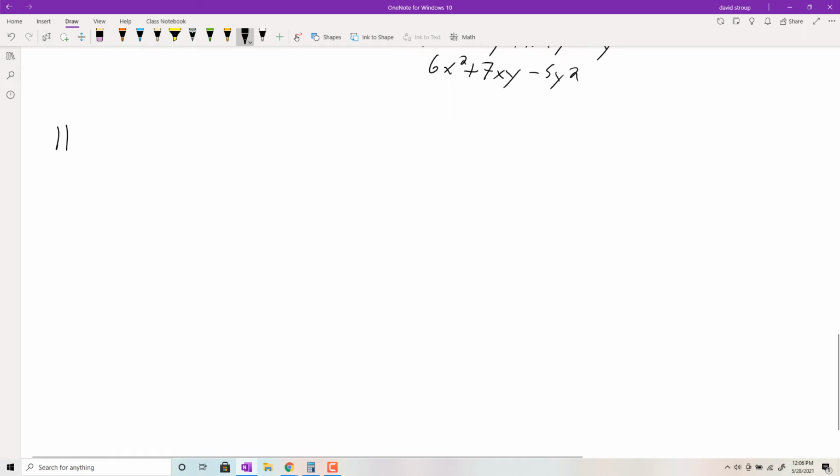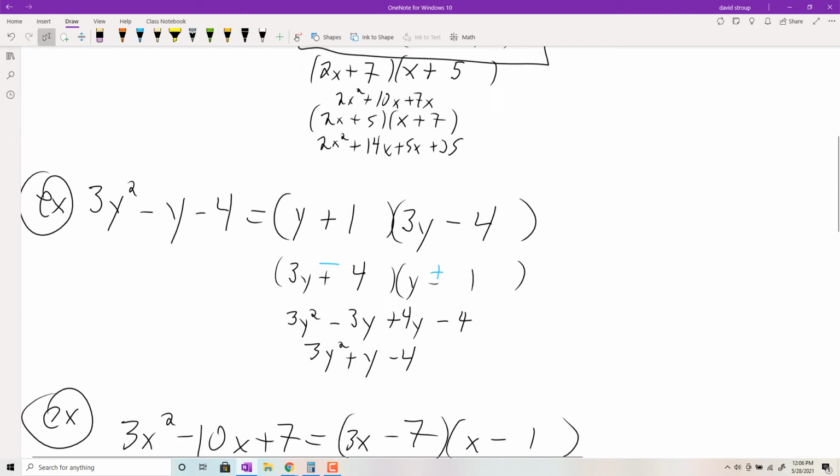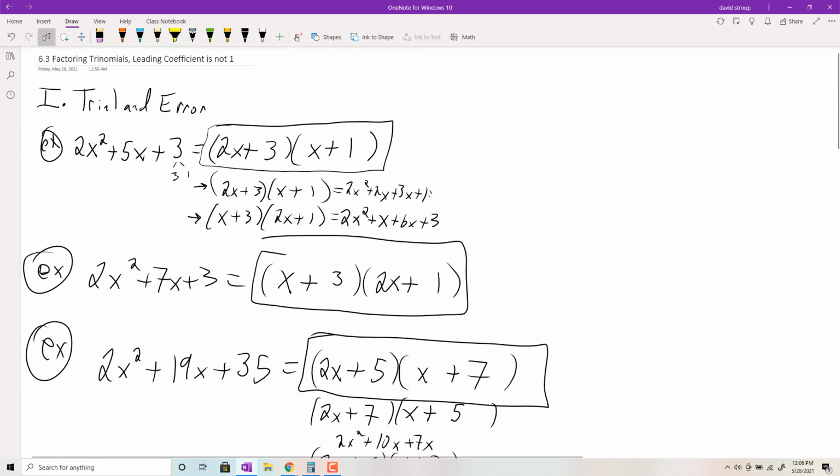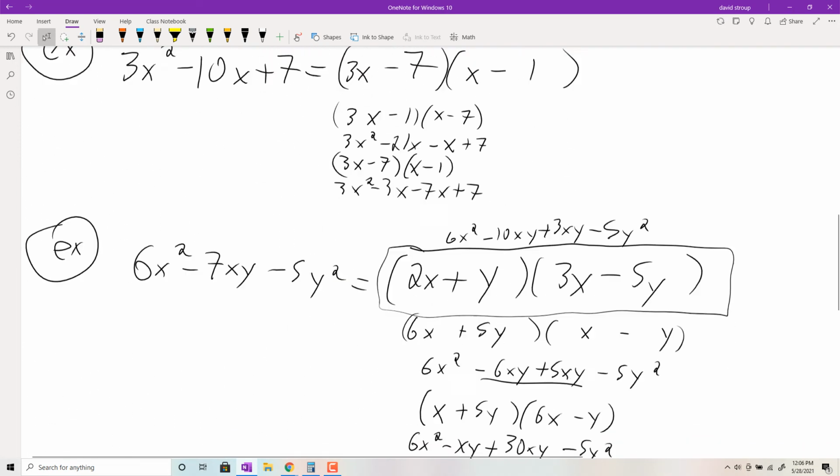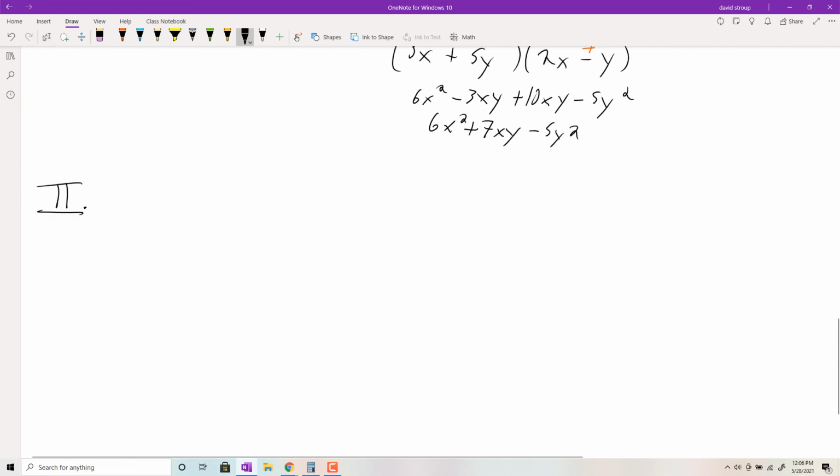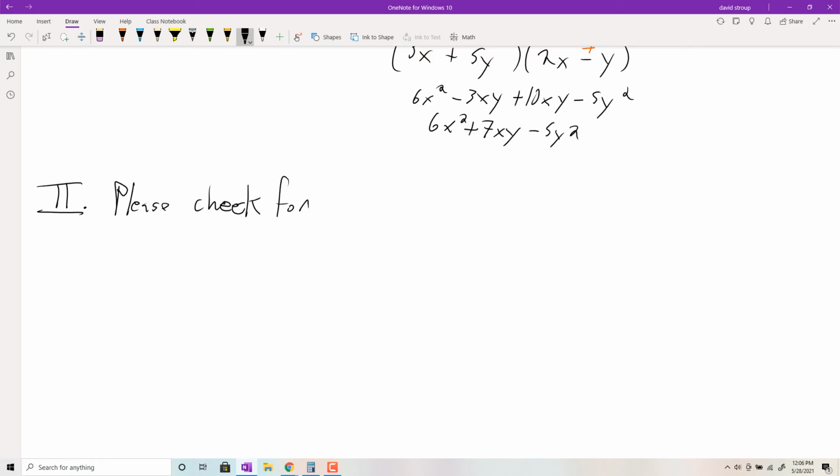Okay. So anyways, still your first option when you're encountering one of these trinomials where your leading coefficient is not a 1, your first sort of option is always to see if you could factor out a GCF first. So I just want to remind you, please check for GCF first.